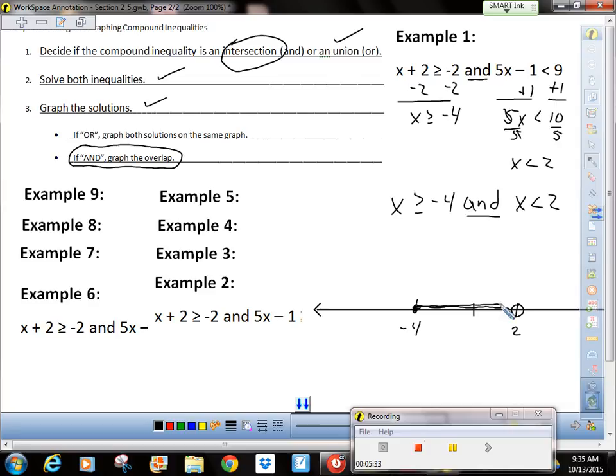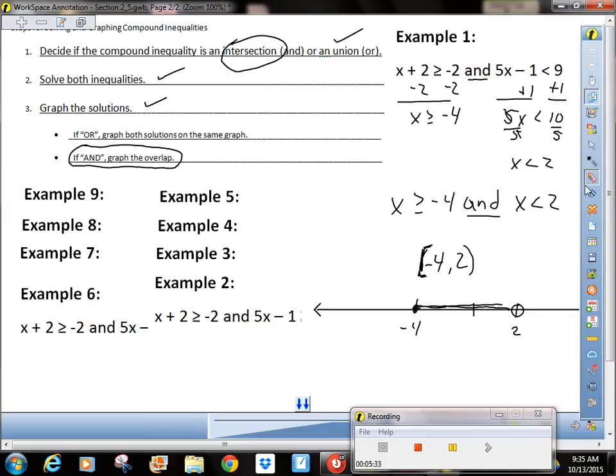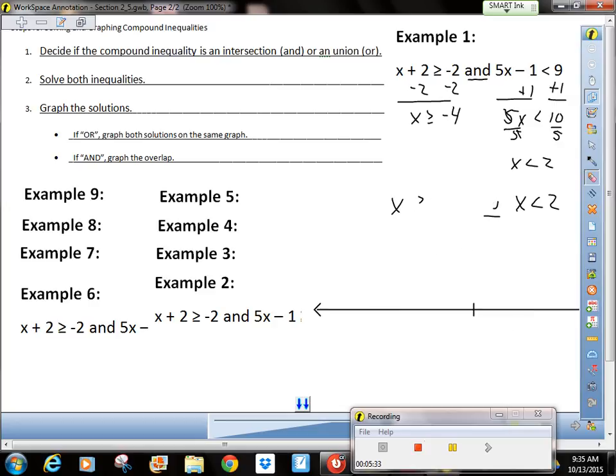Okay? Any questions on that one? Would the interval notation be -4 to 2? The interval notation would be from -4 to 2. Oh, a bracket on the -4, right? And the first one. Yep. That's a good question. You have to put these on all of them.